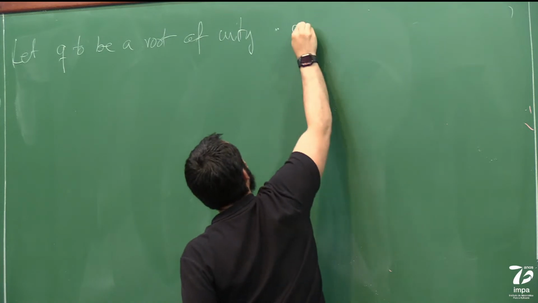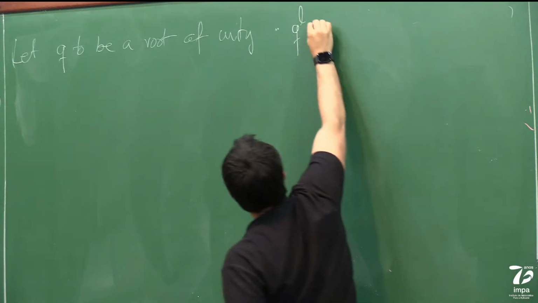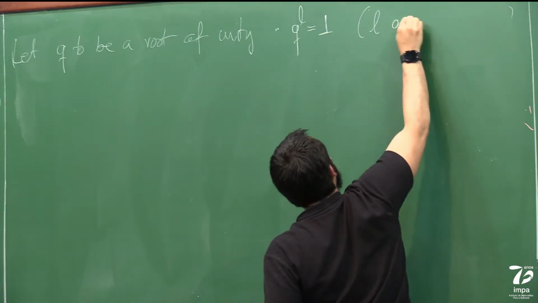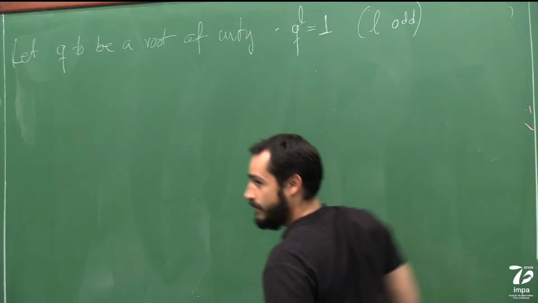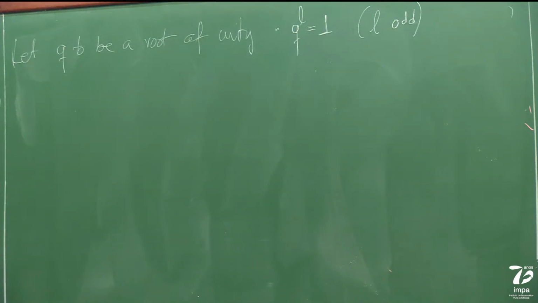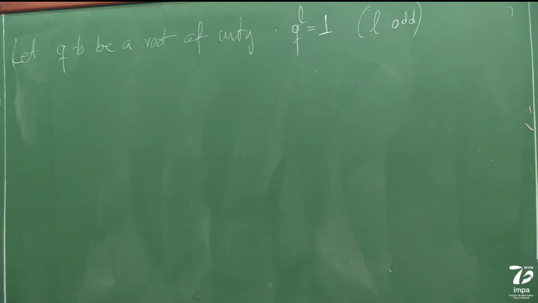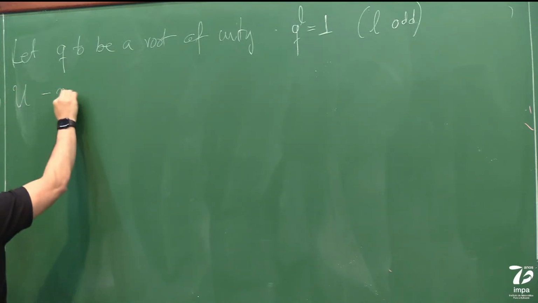Moreover, I will say Q to the L, where L is the order of my root, is going to be 1. And I will fix L to be an odd number. It could be even, of course, but you need to redo everything more carefully when it's an even number. So it's better to work with the odd root of unity case just for simplicity, but the results hold in general. So this category now is not semi-simple.